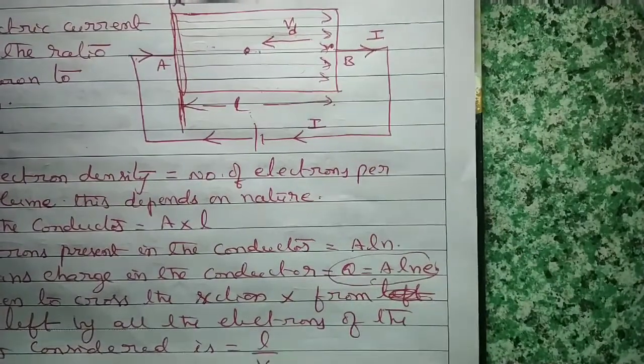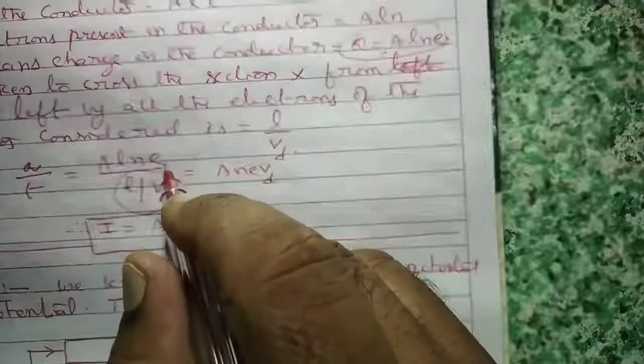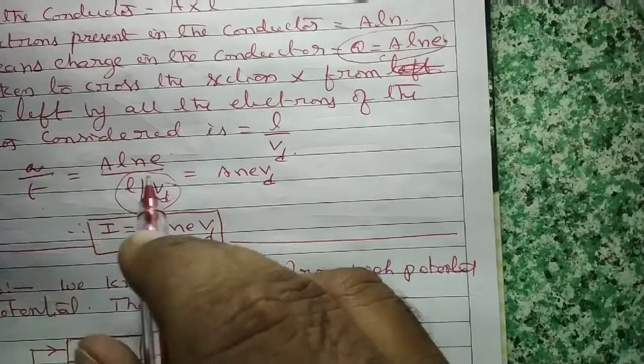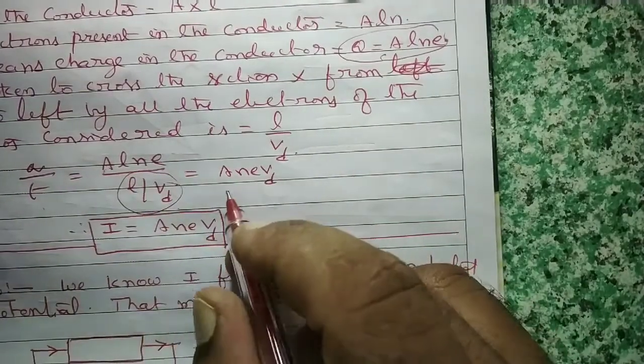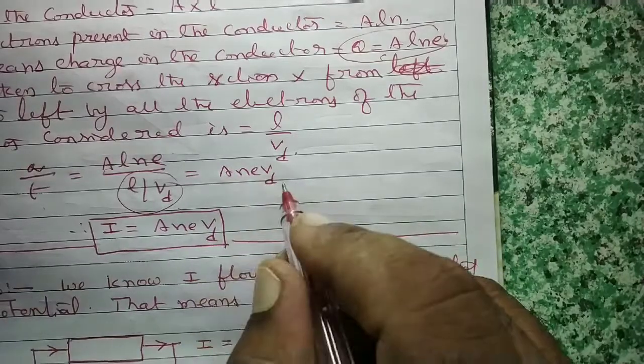So time taken is L by Vd, charge is ANEL. Then current should be charge by time, that is ANEL by L by Vd, which is ANEVd. So this is the expression for current.